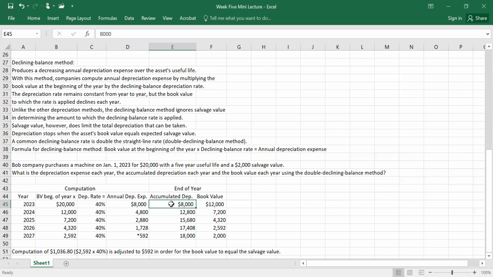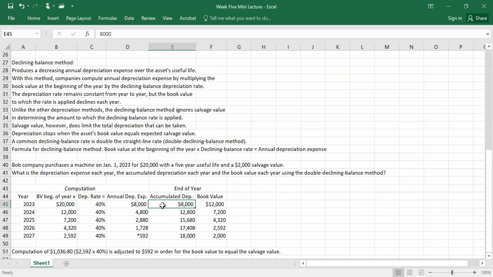That's our annual depreciation expense, and at this point that's also our accumulated depreciation. Our book value right now is 20,000 minus the 8,000 accumulated depreciation. And that's how we start the next year when we calculate the next year's depreciation. So the book value at the beginning of the year is 12,000. Depreciation rate is 40%. If we multiply 12,000 times 40%, we get annual depreciation expense of 4,800.